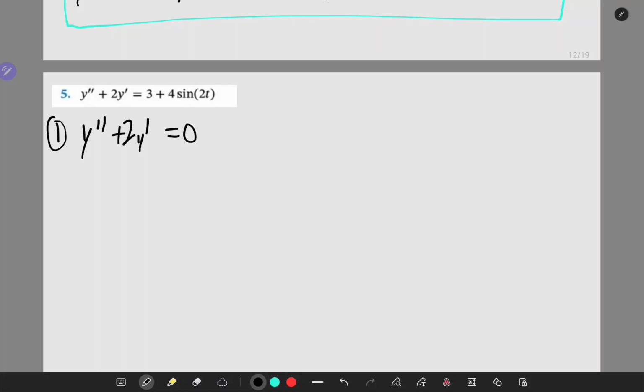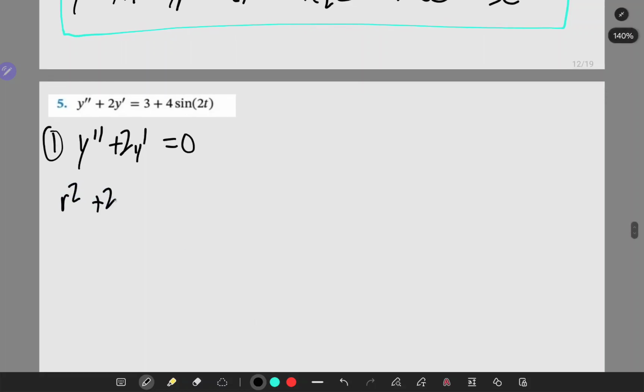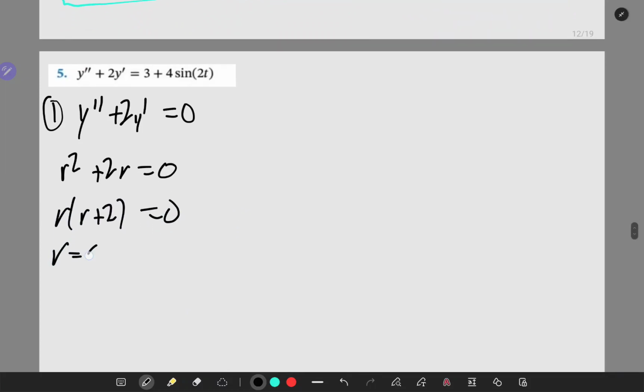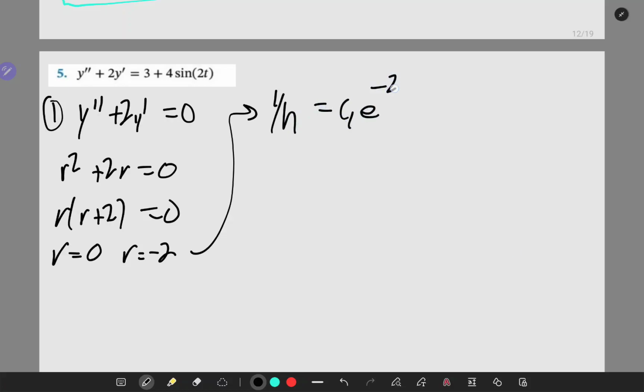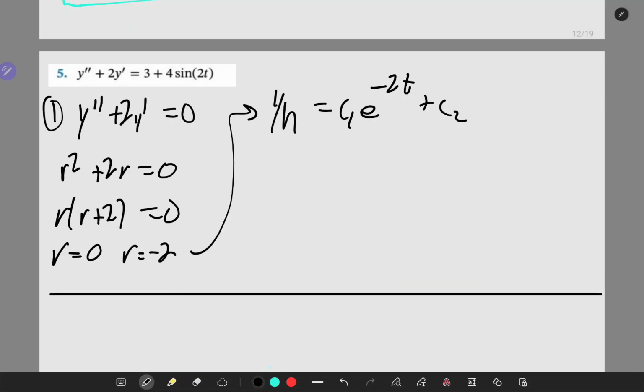Propose e to the rt, cross out the e to the rt's. R squared plus 2r is equal to 0. Pull out an r, r plus 2 is equal to 0. R is equal to 0, r is equal to negative 2. We come up here, propose our y sub h. We get c1 e to the minus 2t plus c2, because we had an e to the 0 here. This is just 1, so plus c2. Now that's step 1. This is our y sub h.